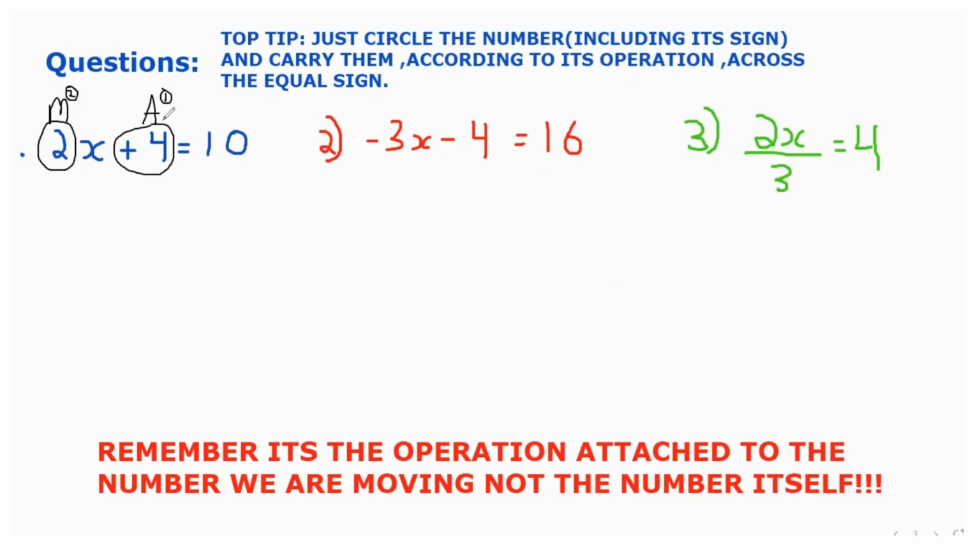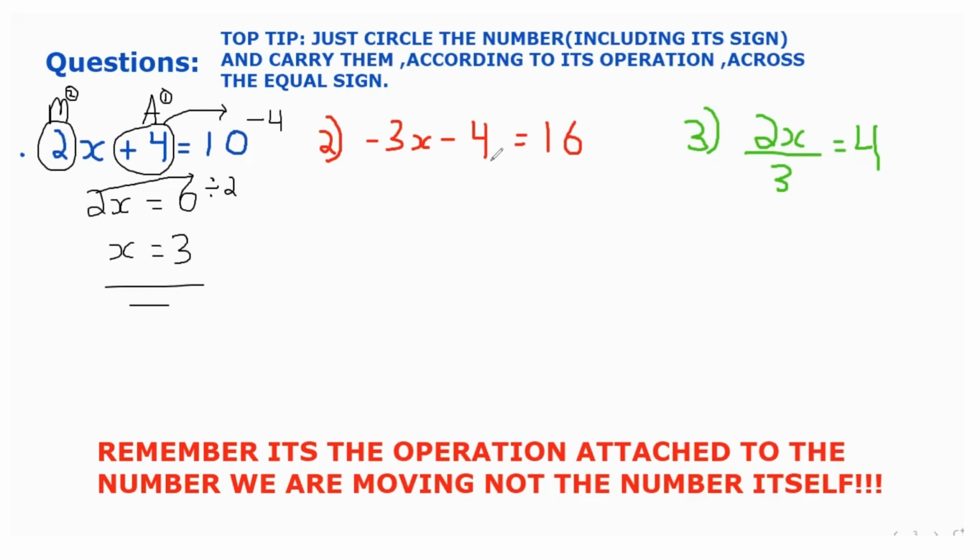Remember, when I carry across an operation, it switches to the opposite. When I carry across addition, it switches to subtract. So we have 10 subtract 4, which is 6. Now on the left hand side we just have the 2x, and on the right hand side we have 6. We still have this 2, which is multiply, so when I carry it across it switches to divide. So we have 6 divided by 2. Now x is by itself, which is what we want, and 6 divided by 2 is 3. That's all done.